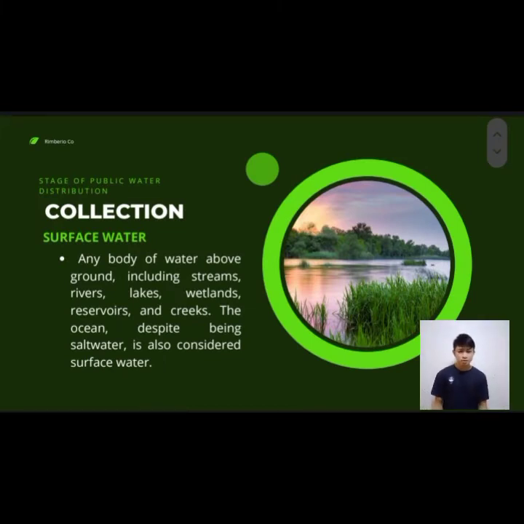Collection: surface water. Any body of water above ground, including streams, rivers, lakes, wetlands, reservoirs, and creeks. The ocean, despite being salt water, is also considered surface water.